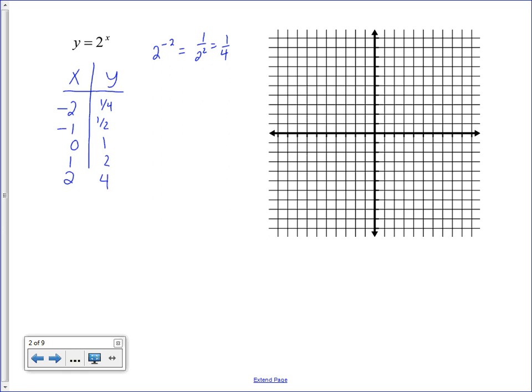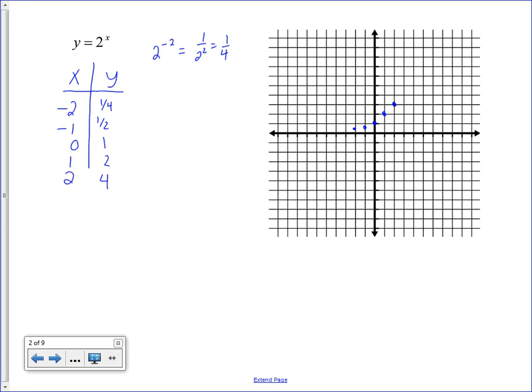You'll notice that none of our y values are negative. So even when our x values are negative, if they become an exponent, it just turns it into a fraction. So none of our y values are negative. To plot these points, our first point is at -2, 1/4. Then we've got -1, 1/2. Then we've got the point 0, 1, the point 1, 2, and the point 2, 4.